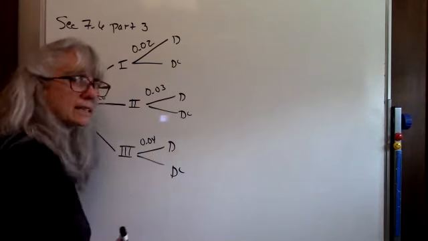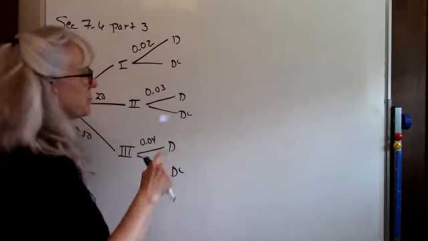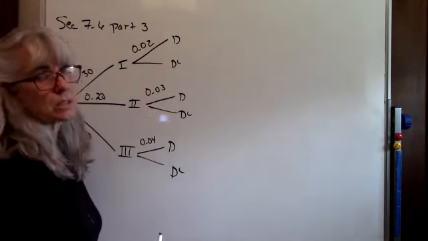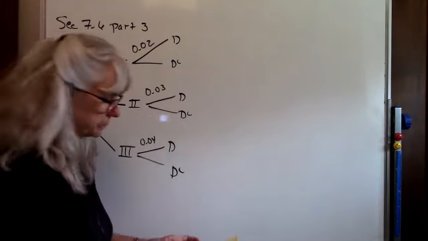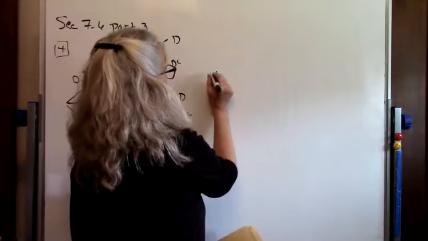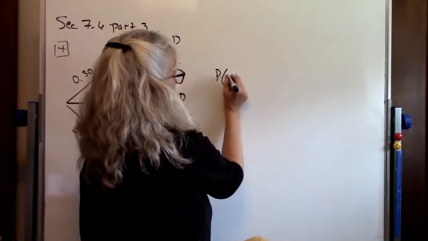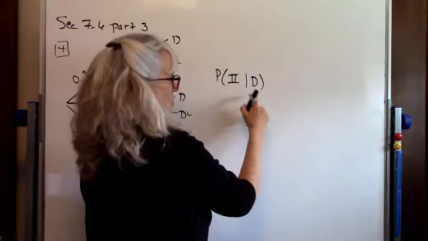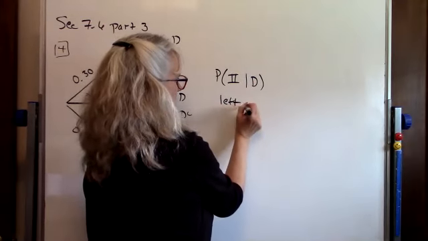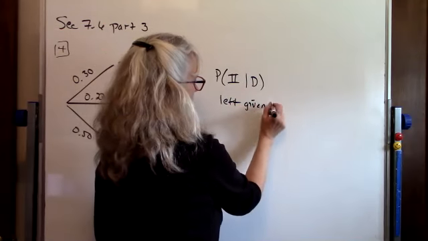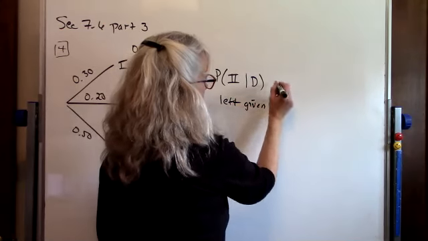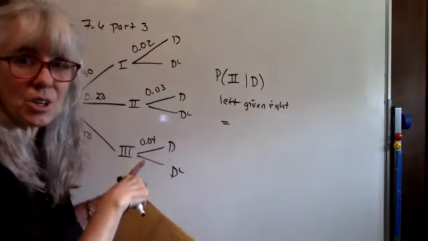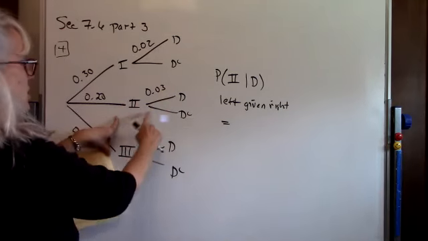Now, because they're not asking me for a complete tree, I'm not going to bother to fill in the rest of those branches, but notice you could fairly easily by just making sure the branches add to 1. So we're looking for the probability that it came from factory 2 given it was defective. So again, the left side given the right side. Left given right. So we know that that's going to be equal to the branching that starts at 2 and ends at D.